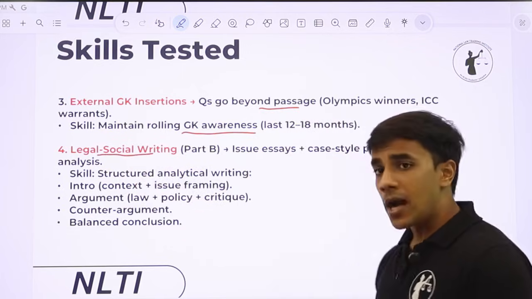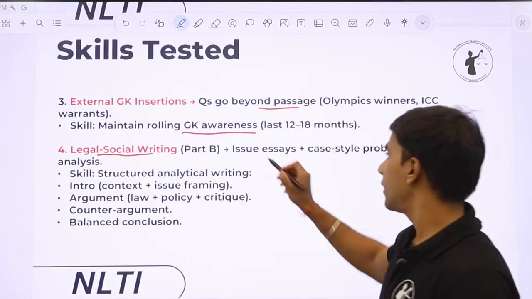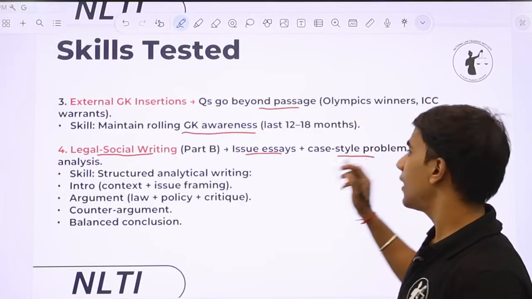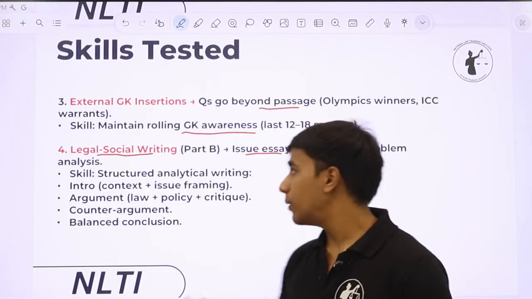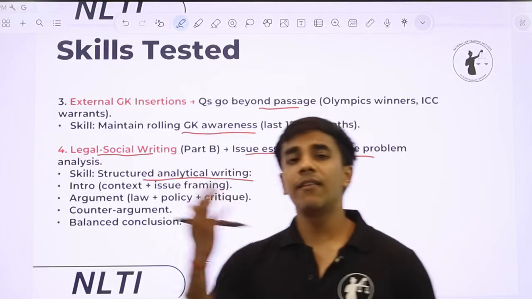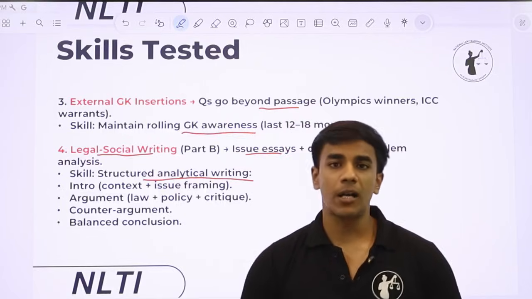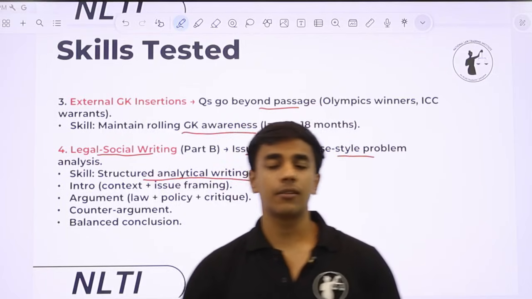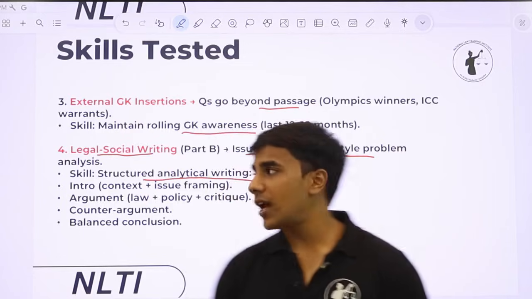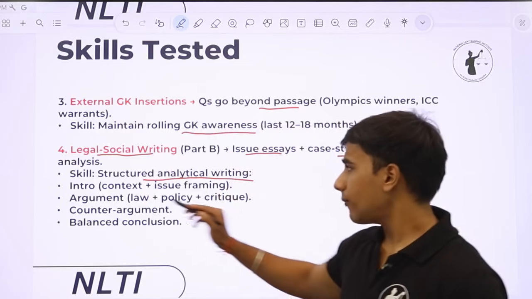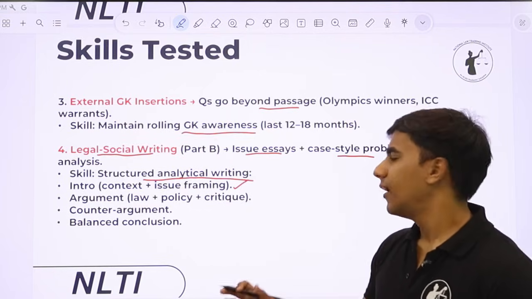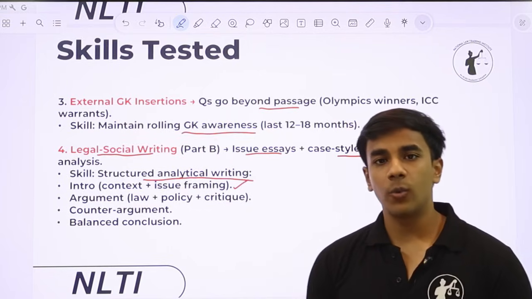Legal and social writing, Part B: you have to write essays, you have to write Part B answers, and you have to write and analyze properly. The skill being tested here is structured analytical writing. Anyone can write a 200-word answer to a Part B problem or a 300-word essay based on a contemporary topic. But what NLSAT wants you to write is with a clear structure. You first have to provide an intro, that this is the context in which I am writing and what is the issue that I am trying to address.